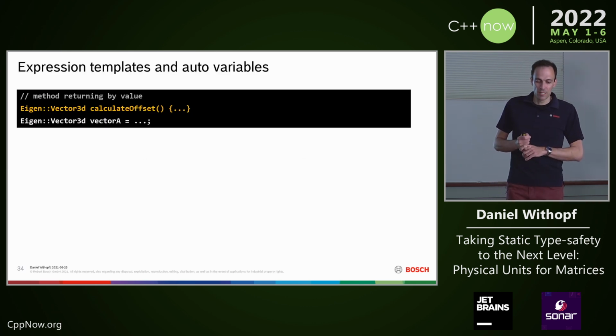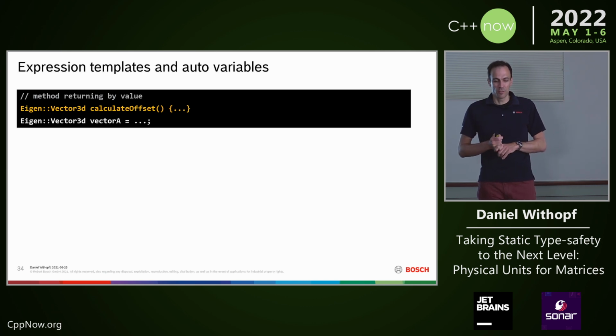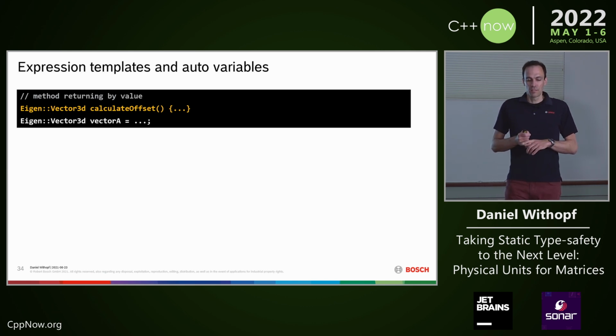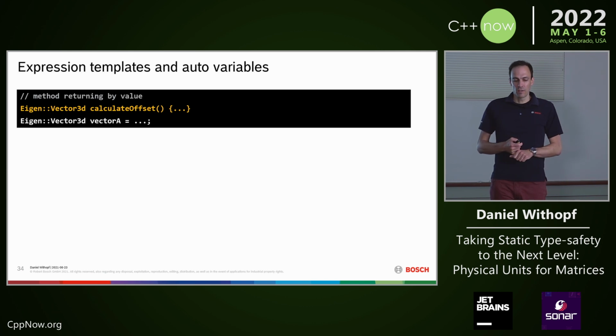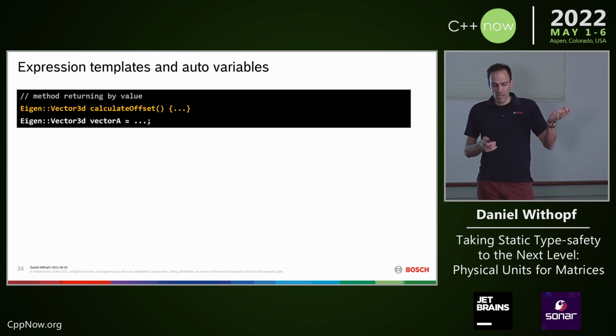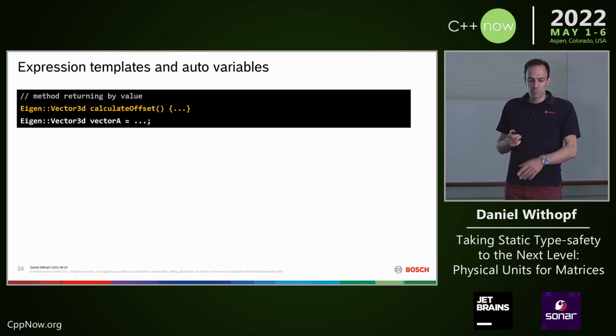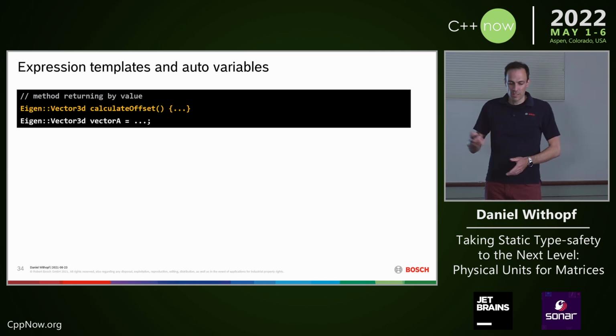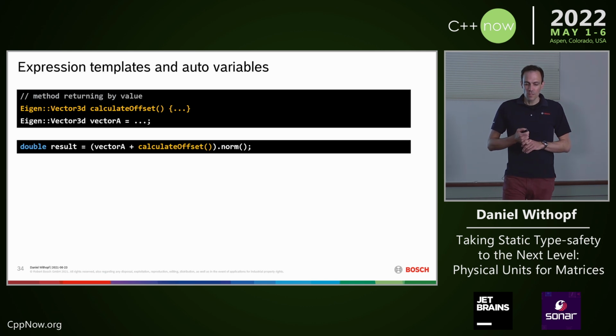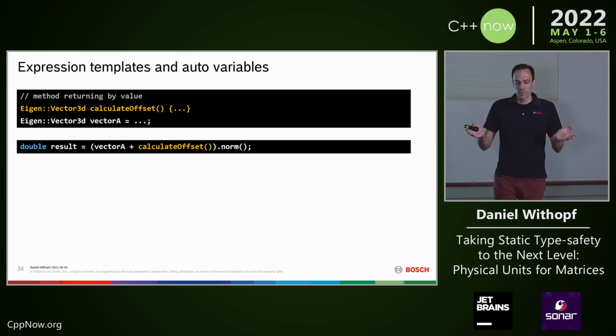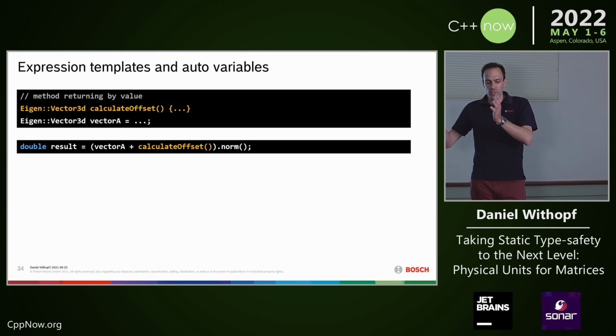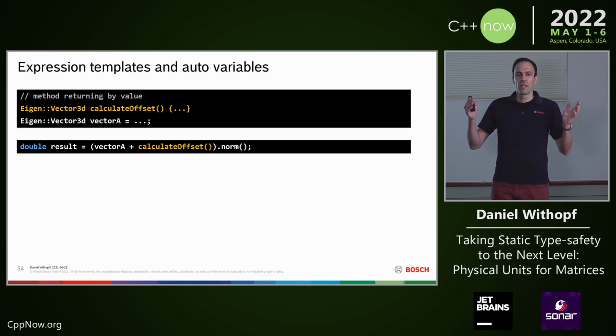First of all, I want to start with expression templates and auto variables. As an example, let's assume we have a method calculateOffset that returns an Eigen Vector3d by value. Furthermore, we have a pre-existing vector a that we've initialized with some values. Now we can write a line of code like this: we add vector a to the result of calculateOffset, we calculate the norm of that result and assign it to a double. Everything's perfectly fine here. This works.